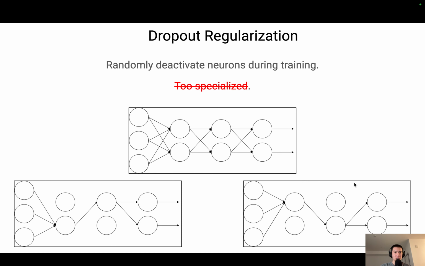In dropout regularization, randomly deactivate neurons / perceptrons during training. So here is our neural network / model. Sometimes during training, this perceptron and this perceptron become dead. And sometimes during training, this perceptron and this perceptron become dead. And what this does is it stops a perceptron from becoming too specialized. Because when a perceptron becomes too specialized, it's more likely to overfit.